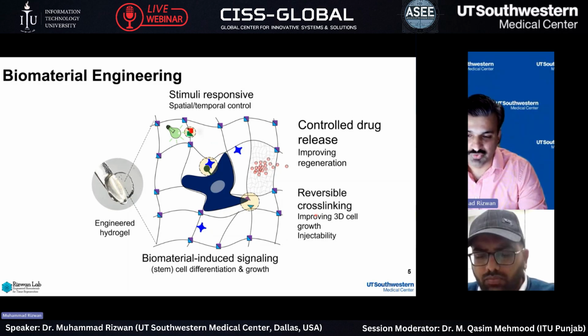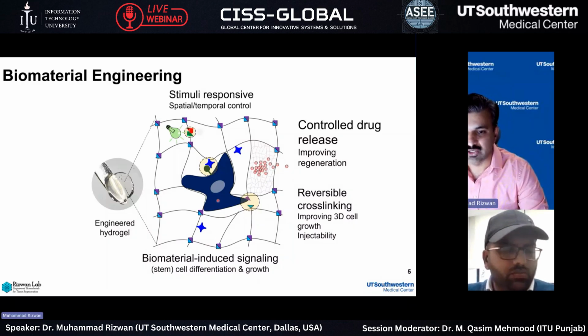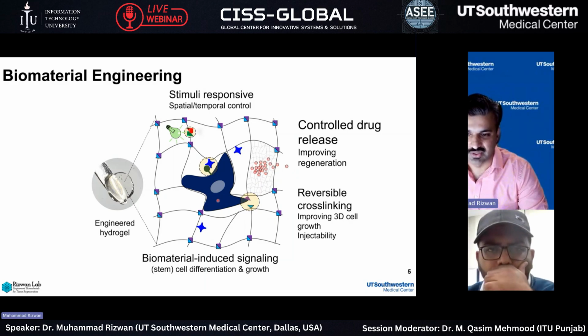We can improve the types of cross-linking that we are using so that when we put cells in these biomaterials, cells are able to grow and to rearrange these matrices to perform their functions. We can also, for example, put signaling proteins inside these materials so that we can direct the differentiation of stem cells. So there are a ton of things that we can do by engineering these hydrogel-based biomaterials.